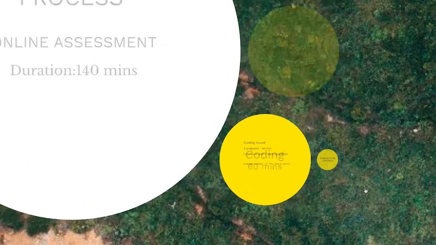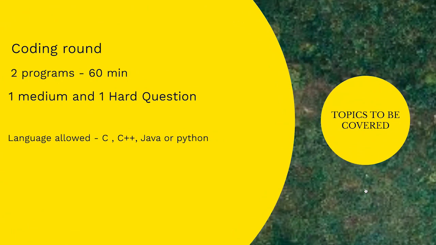Let's move on to the coding part, which GUVI considers a very critical one. You will have two programs for a time span of 60 minutes, one of medium and the other of hard complexity. They allow only four programming languages: C, C++, Java, and Python. Even the inbuilt functions and libraries will be supported in their IDE.